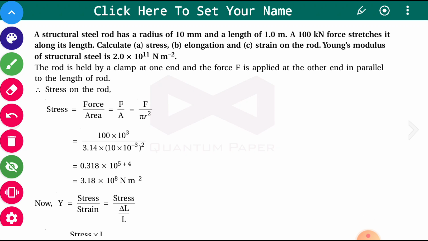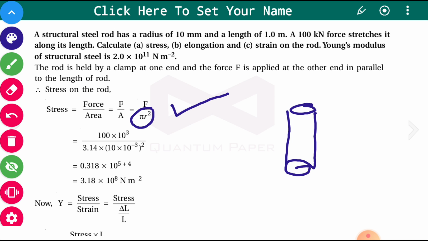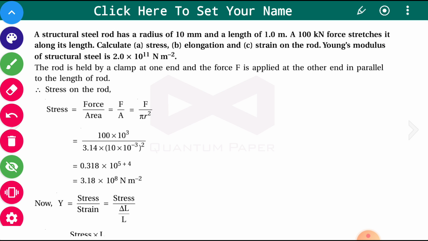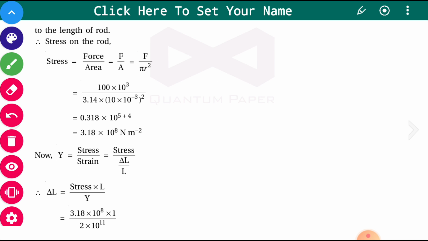Now, first of all, stress is nothing but force upon area. Now, this is a cylindrical rod, so its cross section will be a circular cross section and the area of cross section will be pi r square. If you write all the values, here the radius is given 10 millimeter, so it is 10 into 10 raised to minus 3 meter. Okay, convert everything in MKS and calculate, simplify it. You will get the value of stress to be 3.18 into 10 to the power 8 Newton per meter square.